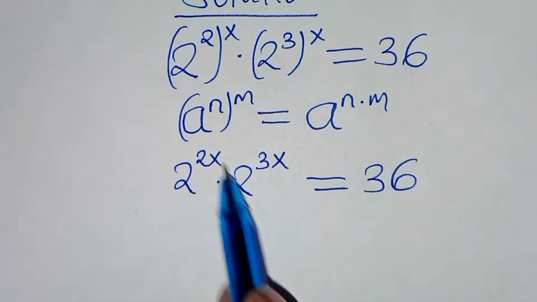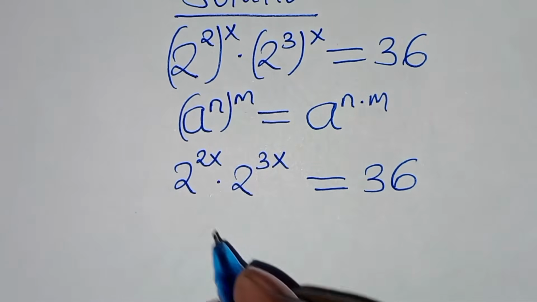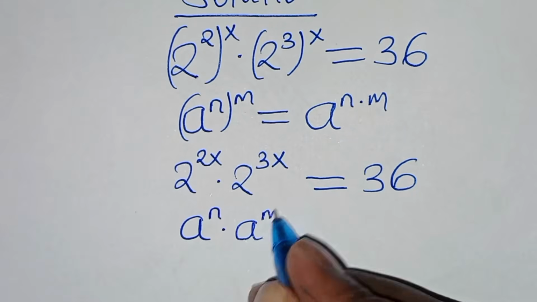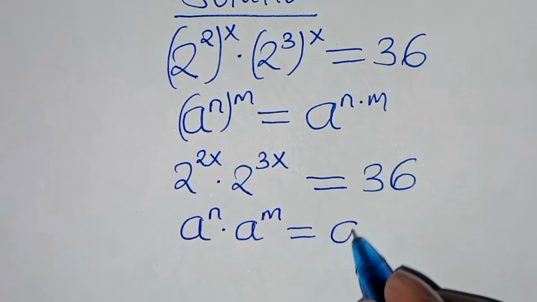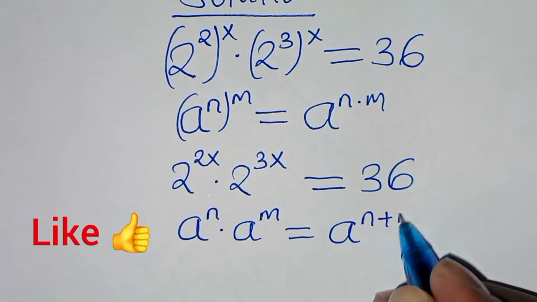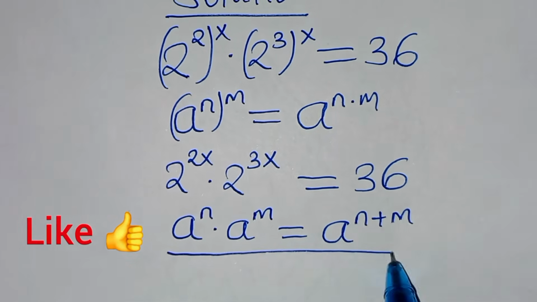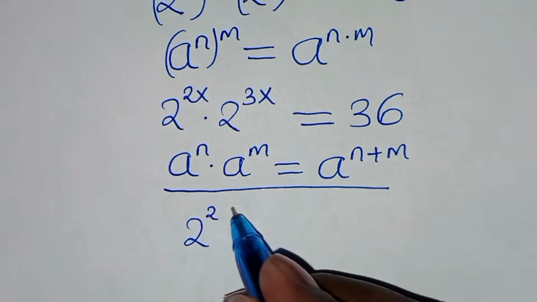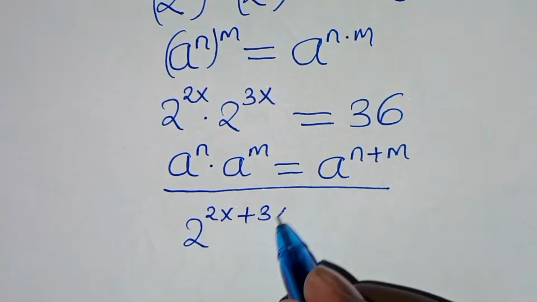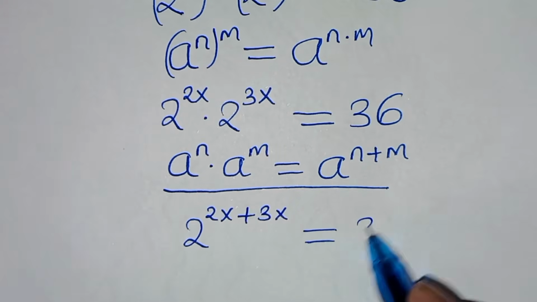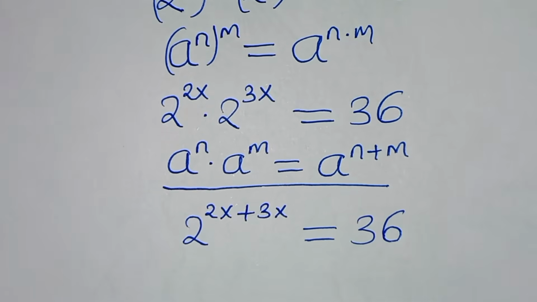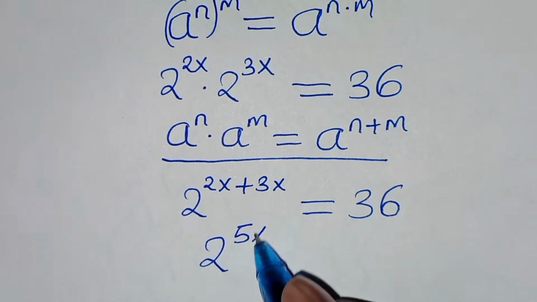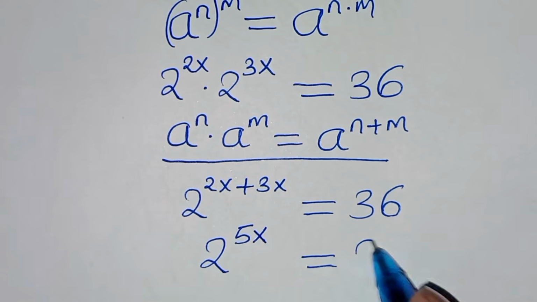Now, 2 to the power 2x times 2 to the power 3x is in the form of a to the power n times a to the power m, which we can express as a to the power n plus m. Applying this identity, here we'll have 2 to the power 2x plus 3x. This is equal to 36. So here we have 2 to the power 5x. This is equal to 36.